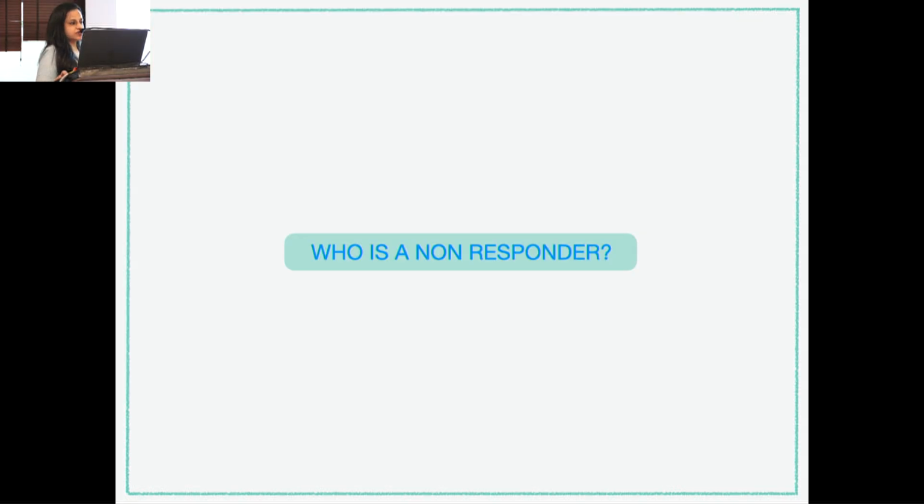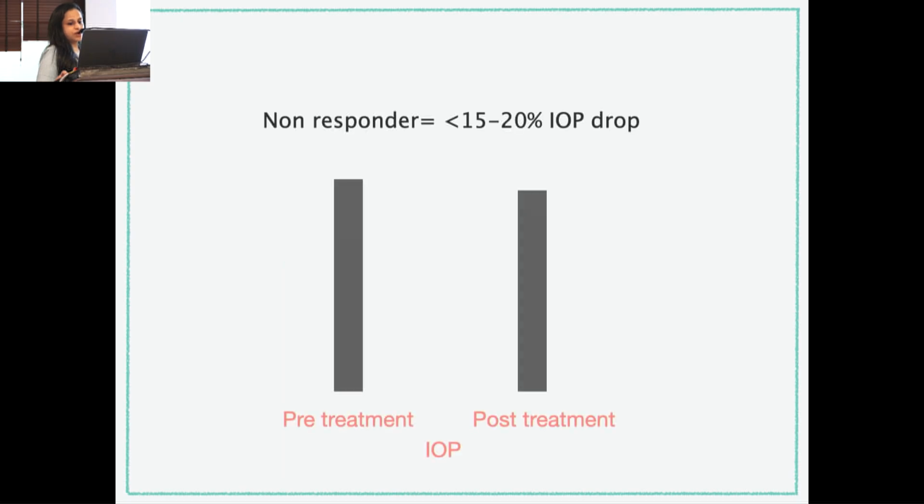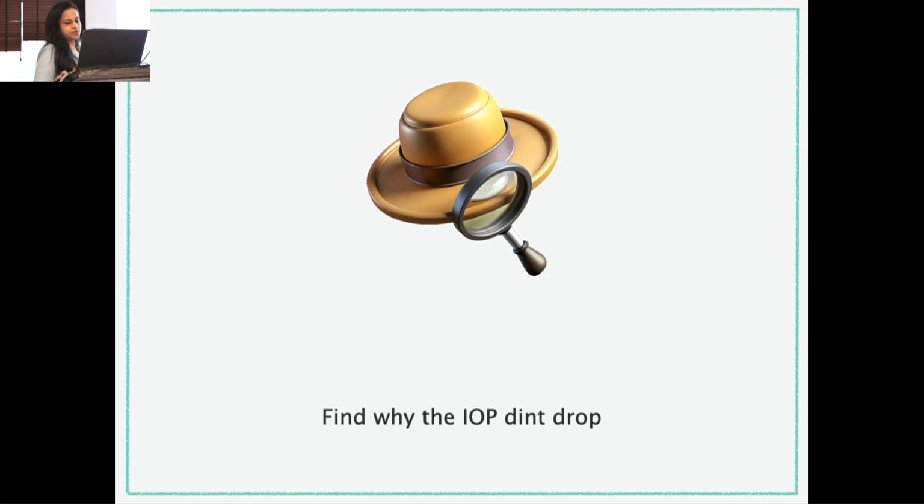So who is a non-responder? Any patient who has a difference of less than 15 to 20% of IOP drop between pre-treatment and post-treatment is considered to be a non-responder. So we have to find why the IOP didn't drop.